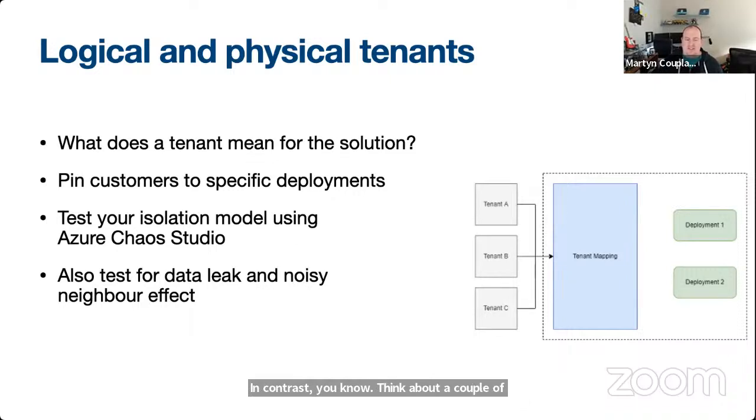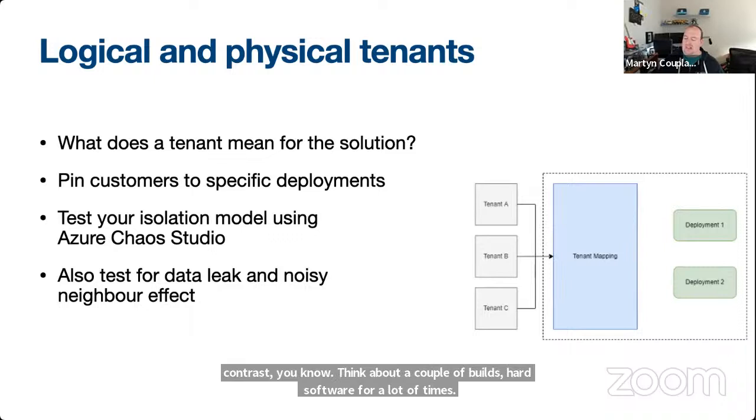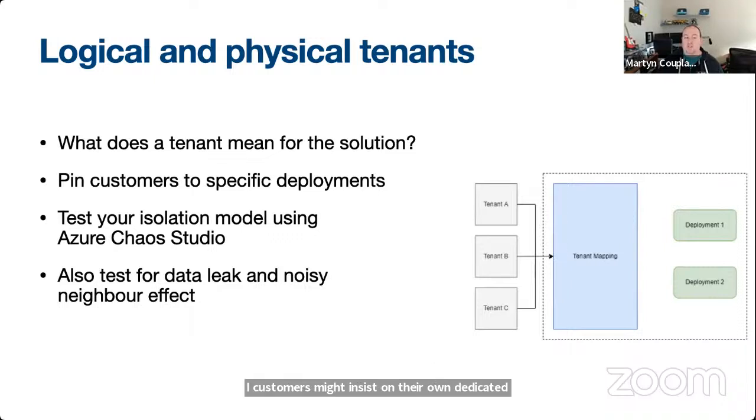In contrast, think about a company that builds cloud software for law firms. Customers might insist on their own dedicated infrastructure to maintain compliance. So that's another thing that you really need to think about there. So in this example, a logical and a physical tenant are really the same thing.